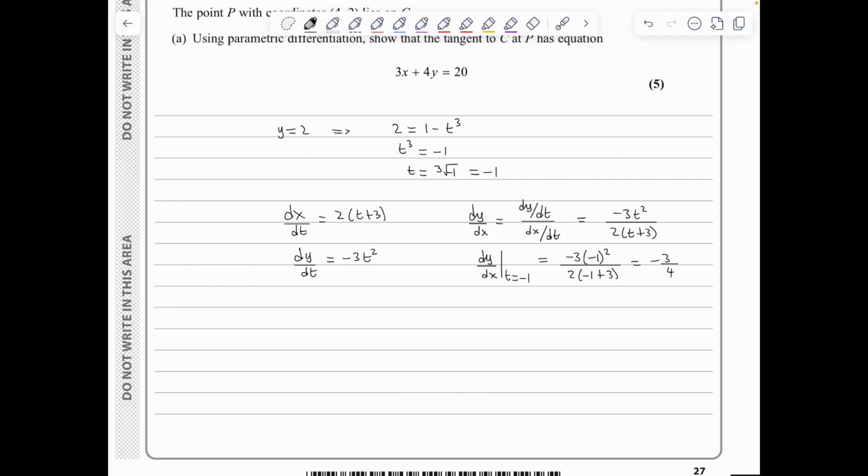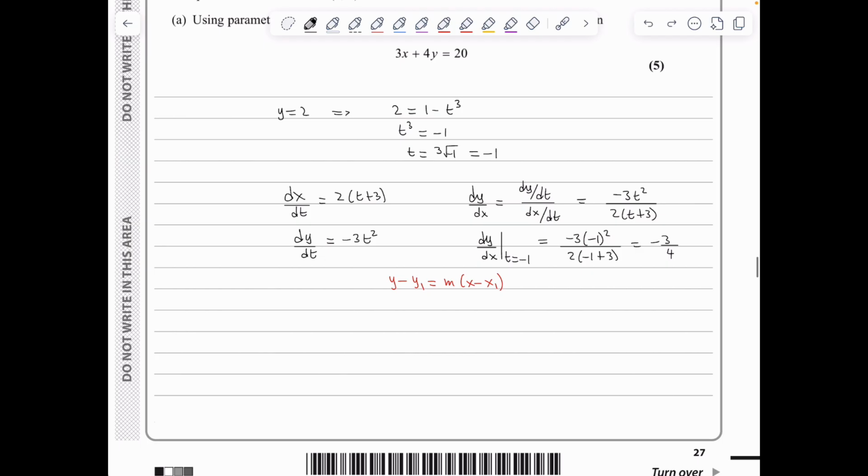And therefore I can proceed with y minus y1 is m(x minus x1) to get that y minus 2 is equal to -3/4 (x minus 4). I will cross multiply to get 4y minus 8 is equal to -3x plus 12, and therefore we arrive at 3x plus 4y is equal to 20 as required.